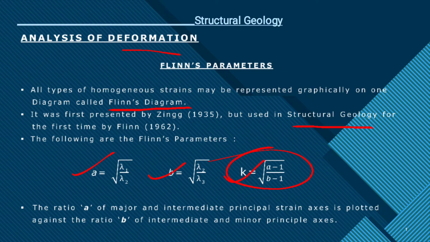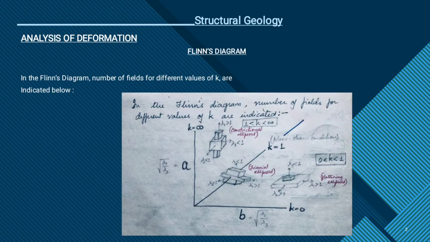The ratio A, of major and intermediate principal axis, is plotted against ratio B, intermediate and minor principal axis. So we will see what A, B, and C are. Remember that all types of homogeneous strain can be graphically represented on a diagram known as Flinn's diagram. Next slide. So this is the Flinn diagram.